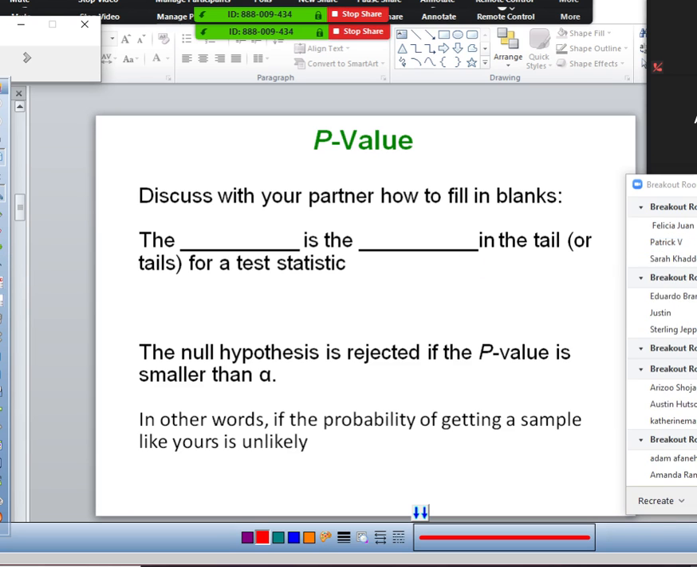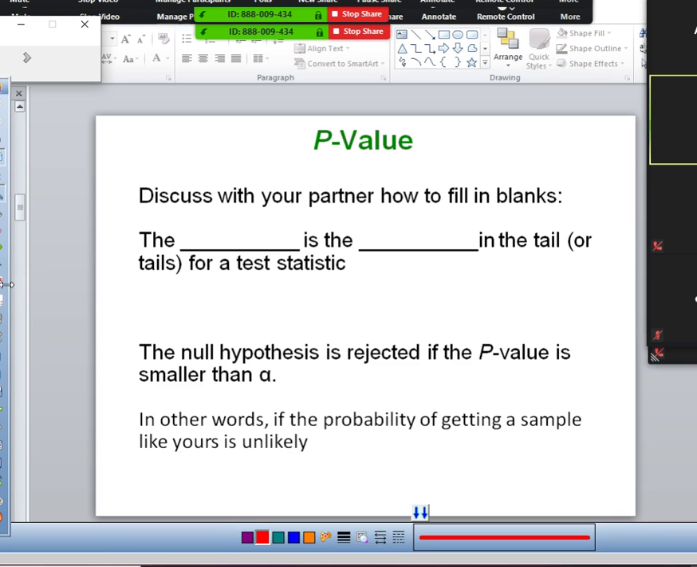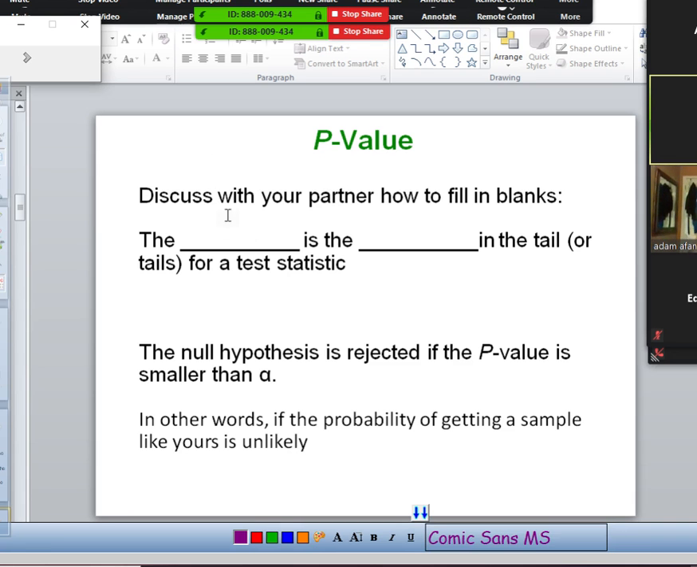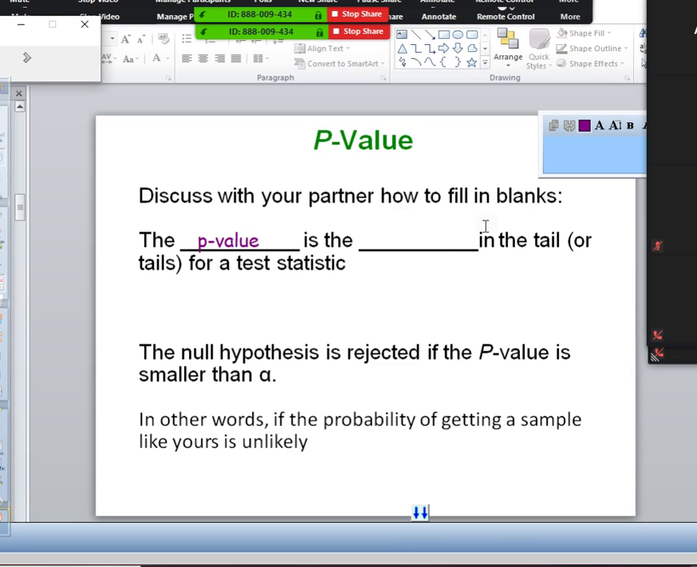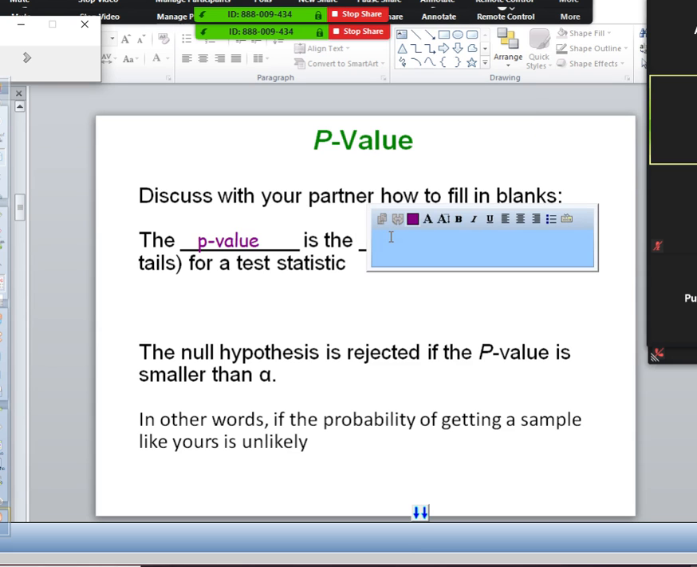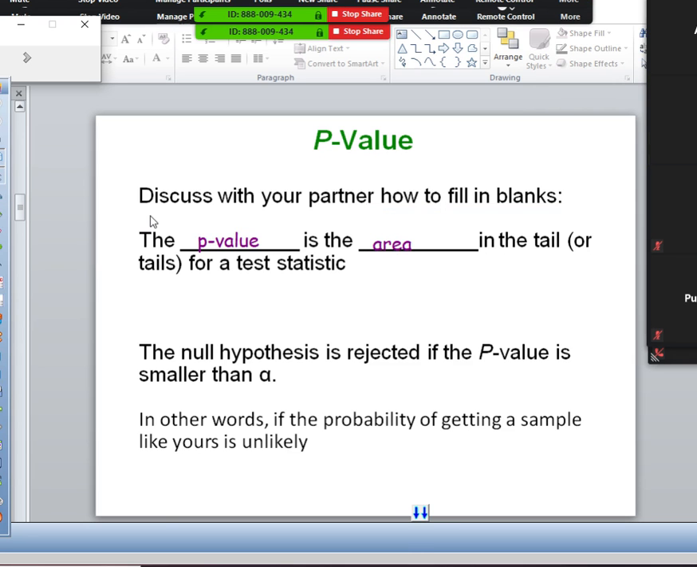Okay, all right, so everybody should be back. So someone give me the answer to the first one. What's this first blank? P-value. P-value, great. The p-value is the what in the tail? Area. The p-value is the area in the tail. Yep, exactly, for the test stat. Okay, so the p-value is the area of the tail for the test stat.